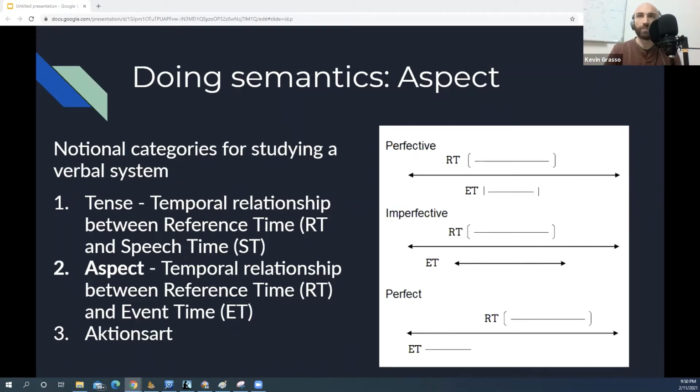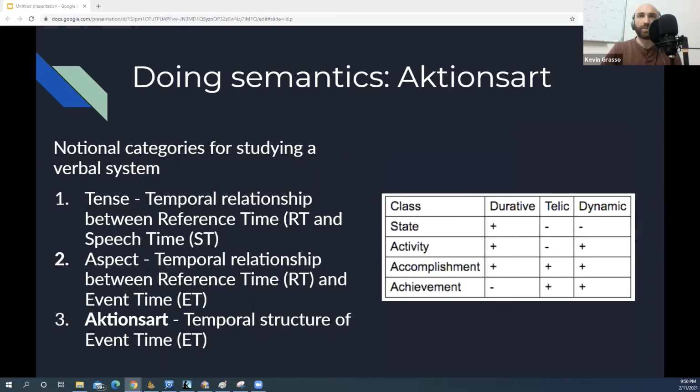Okay, so again, we can think of other relationships, like the perfect, for example, which has the event time preceding the reference time. We're not really going to talk about the perfect tonight. We will talk about it on the Greek podcast if you want to hear more about that. I talked a little bit about it on the Hebrew one as well, which came out yesterday. So that's the perfect. And next we have action start.